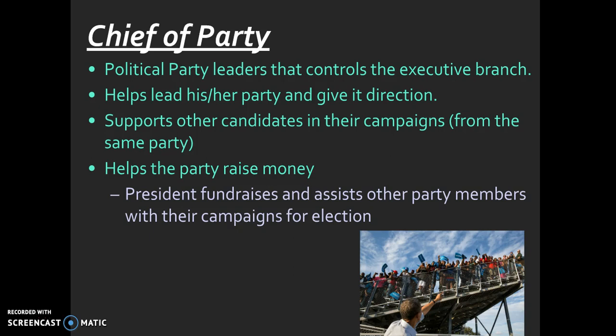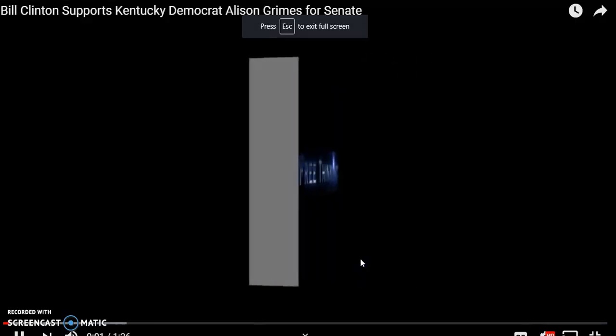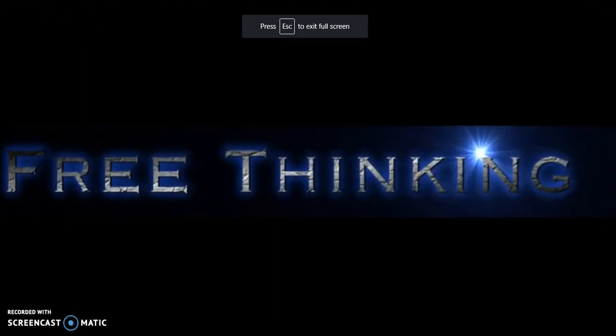So currently we have Donald Trump as president, and he is helping other Republicans to win because he is part of the Republican Party. He goes out and raises money for other Republicans and gives speeches on their behalf. When Barack Obama was in office, he is a Democrat, so he helped other Democrats, helped lead the party, helped give them direction, talk about what issues to focus on, and that sort of thing. And we have a video here of Bill Clinton endorsing a fellow Democrat for office.